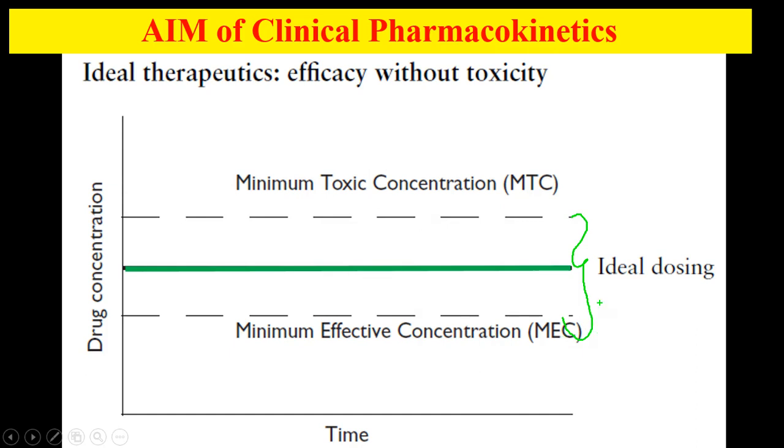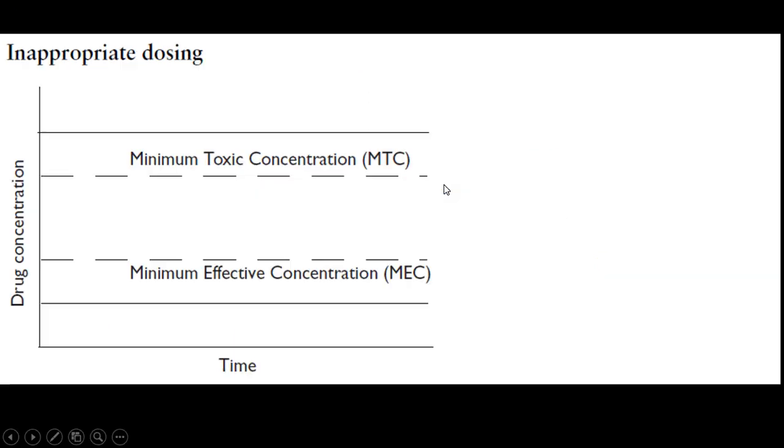Let's say this is 5 nanogram per deciliter, and this is 15 nanogram per deciliter. Then ideal dosing would be around 10 nanogram per deciliter. So this is the ideal therapeutics. This might be the aim of clinical pharmacokinetics.